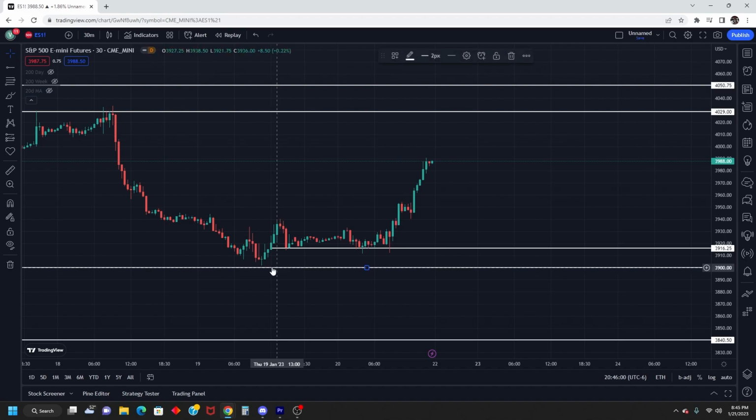And this 3900 area, institutional area, came, respected 3901.25, booted up, came back down. And now we have this 3916 acting as this support liquidity area. Everything under that will be excess liquidity to boost this price up.